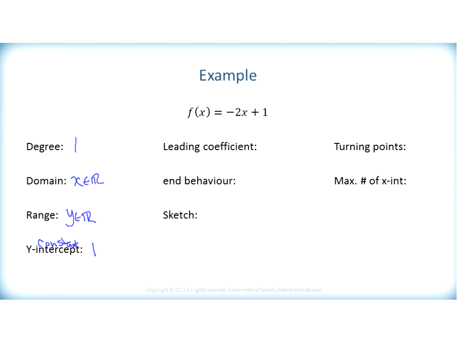The leading coefficient is negative 2, which means that A is less than 0. So we have a decreasing graph. It would look something like this, decreasing. And so the end behavior would be quadrant 2 to quadrant 4. The maximum number of turning points in a linear function would be 0. And the maximum number of x-intercepts would be 1.